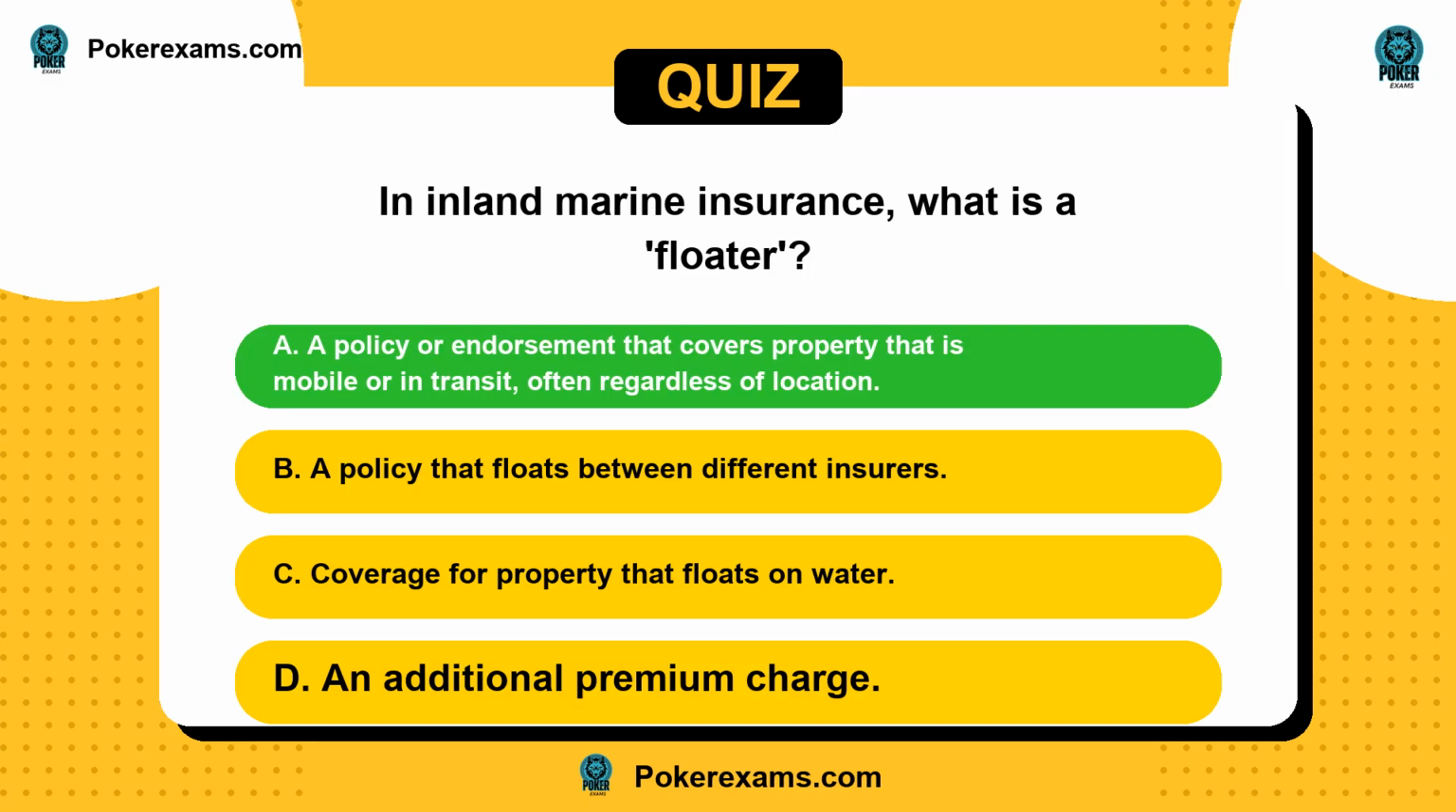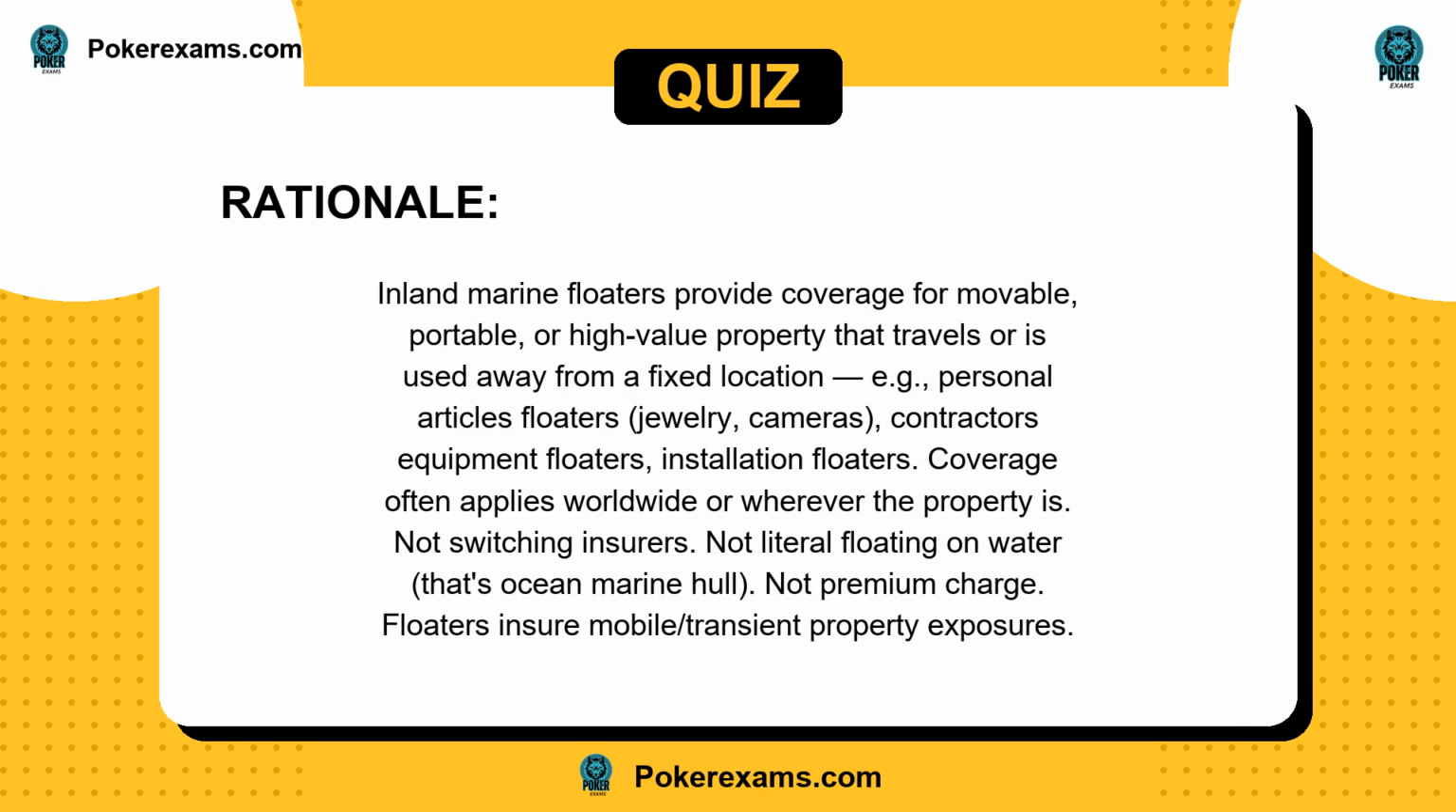The answer is A. Inland marine floaters provide coverage for movable, portable, or high-value property that travels or is used away from a fixed location, e.g., personal articles floaters, jewelry, cameras, contractors' equipment floaters, installation floaters. Coverage often applies worldwide or wherever the property is. Not switching insurers. Not literal floating on water, that's ocean marine hull. Not premium charge. Floaters insure mobile/transient property exposures.